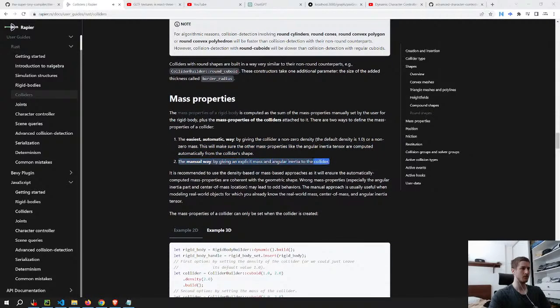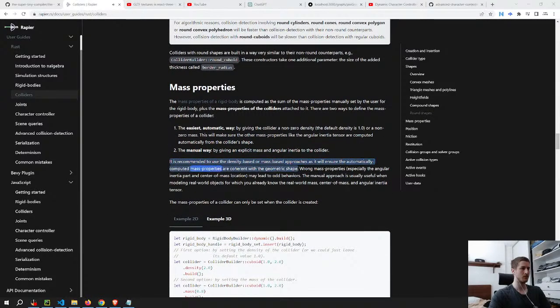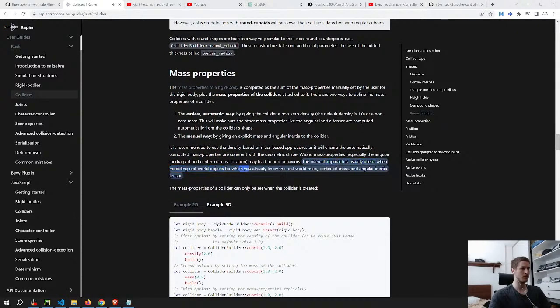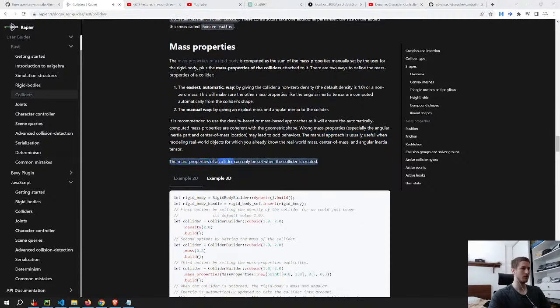The manual way is by giving explicit mass and angular inertia to the collider. It is recommended to use the density-based or mass-based approaches, as it will ensure the automatically computed mass properties are coherent with the geometric shape. Wrong mass properties, especially the angular inertia part and center of mass location, may lead to odd behaviors. The manual approach is usually useful in modeling real-world objects for which you already know the real-world mass, center of mass, and angular inertia tensor. The mass properties of the collider can only be set when the collider is created.